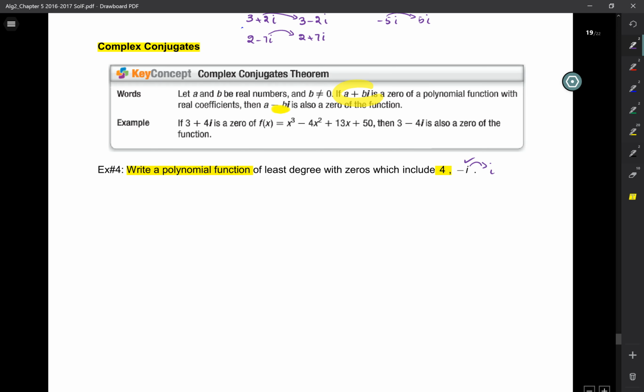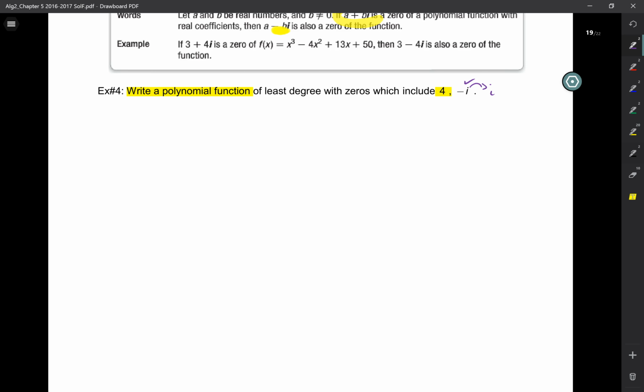Okay. So remember how we said if 4 is a zero, then x minus 4 is a factor? Well, if negative i is a zero, then what's a factor? x plus i. If i is a zero, then x minus i is a factor. And I call this f of x, or p of x, or h of x.